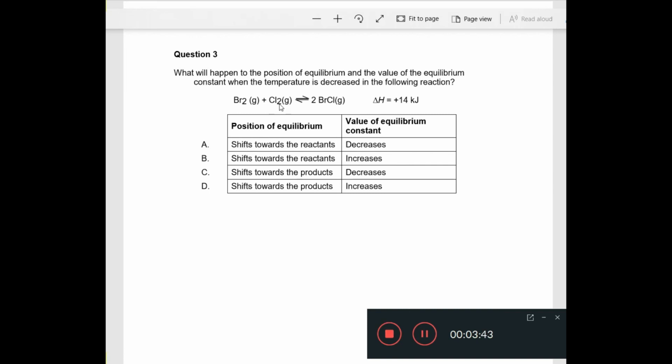Okay, so what you have to do then, if we decrease the temperature, that's going to shift the equilibrium to the exothermic side. So that's going to shift it to the left, that is towards the reactants. And also, because temperature affects the value of the equilibrium constant, and Kc will be talking about the forward reaction here, if I go the other direction, I would decrease the value of Kc. So my answer here is A.